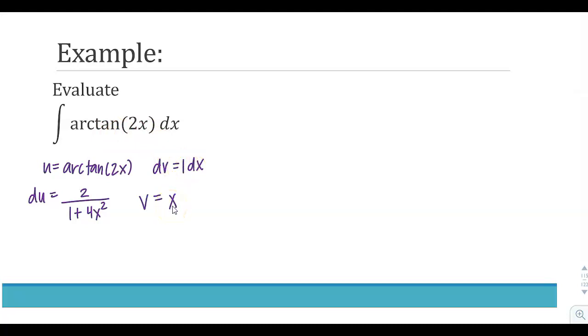So now, when I attempt to use the integration by parts formula, we're going to go ahead and have u times v. So that's, again, the diagonal here. x arctan 2x.